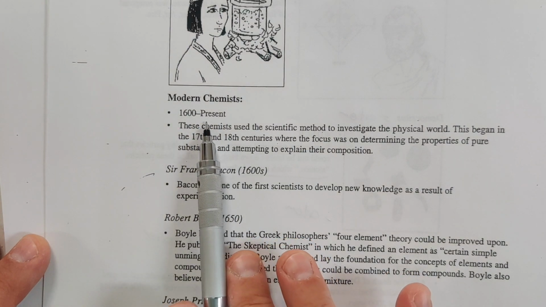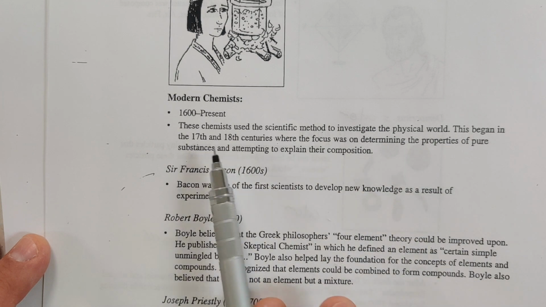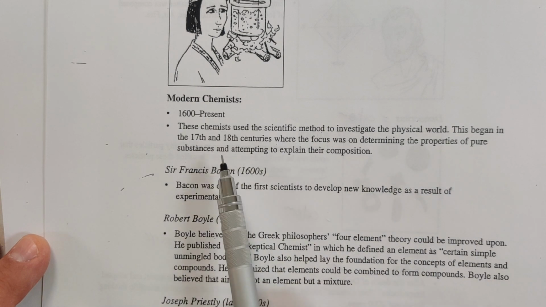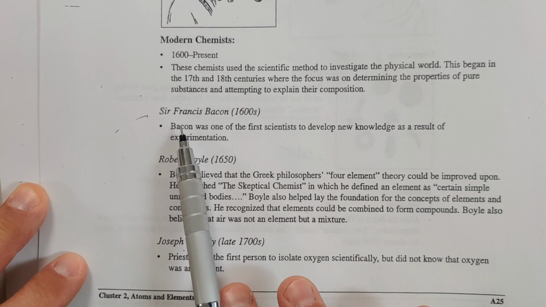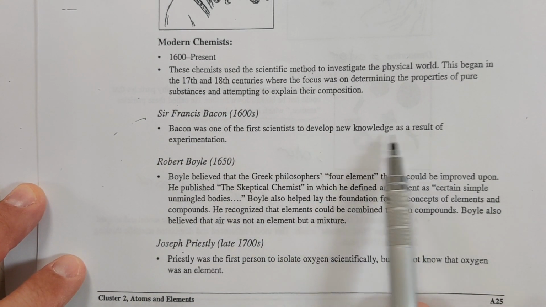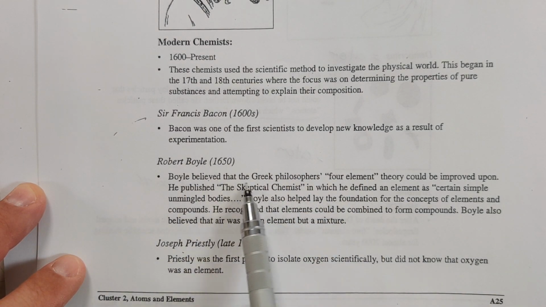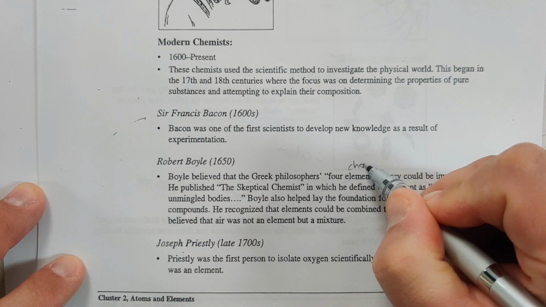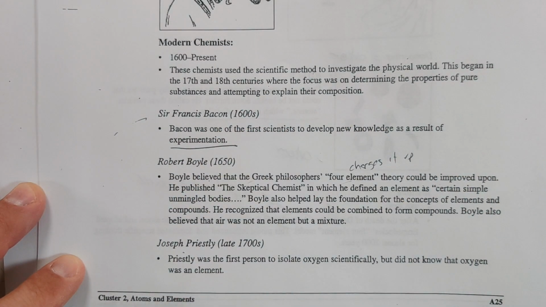The modern chemists, 1600 to present, used the scientific method to investigate the physical world. This began in the 17th and 18th centuries, where the focus was on determining the properties of pure substances and attempting to explain their composition. Sir Francis Bacon was one of the first scientists to develop new knowledge by using experimentation. Robert Boyle believed that the four-element theory could be improved upon. That's huge. He changes it up. And Bacon was known for experimentation.